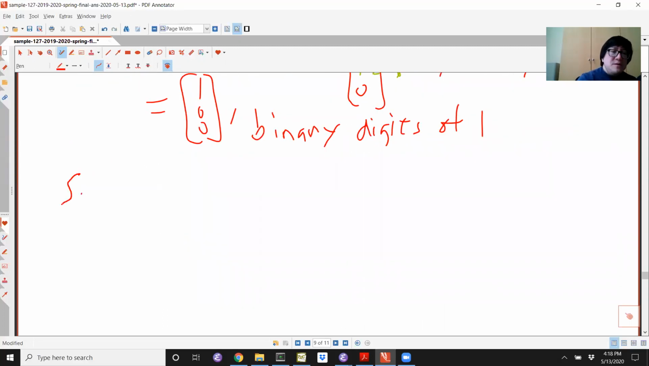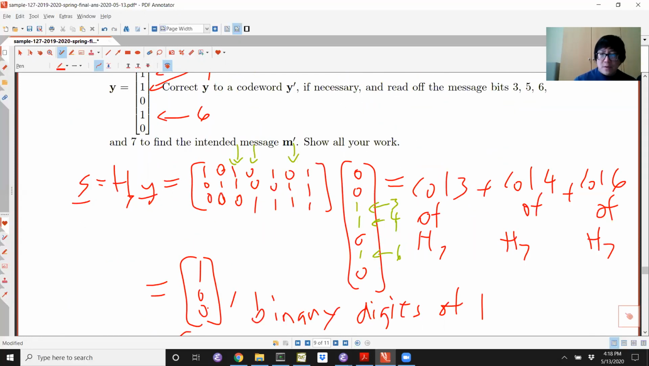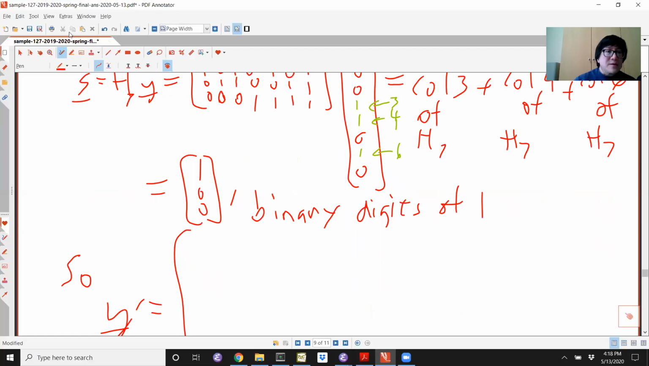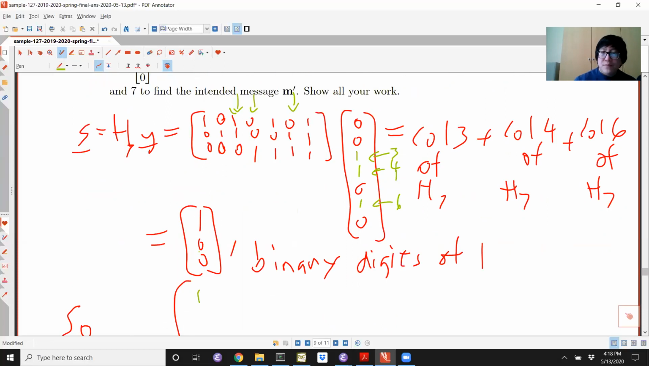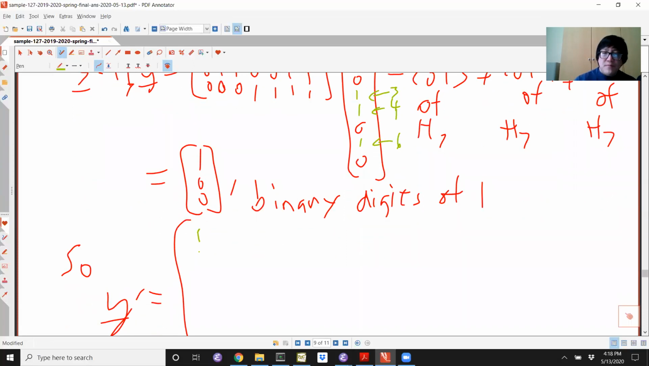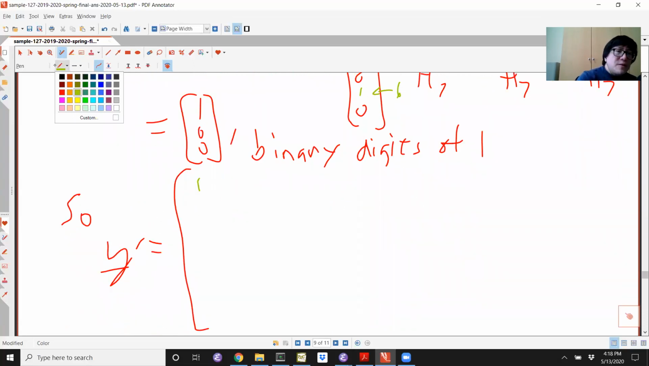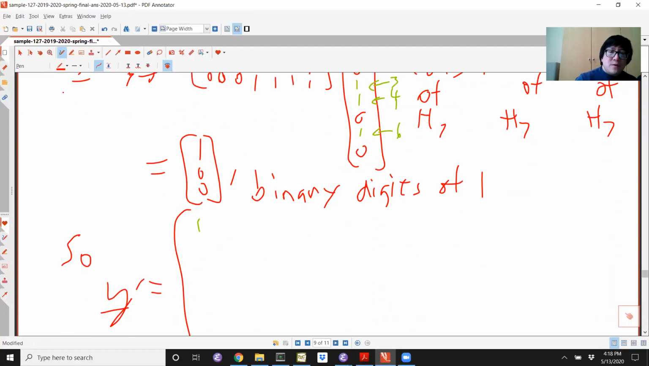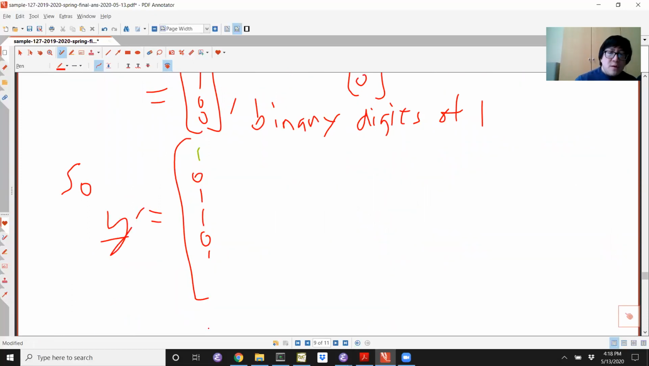So that means that y prime is going to be equal to y, but with its first digit flipped. So we're going to start off with a 1 instead of a 0. And the rest of the digits stay the same. It's 1, 0, 1, 1, 0, 1, 1, 0, 1, 0.